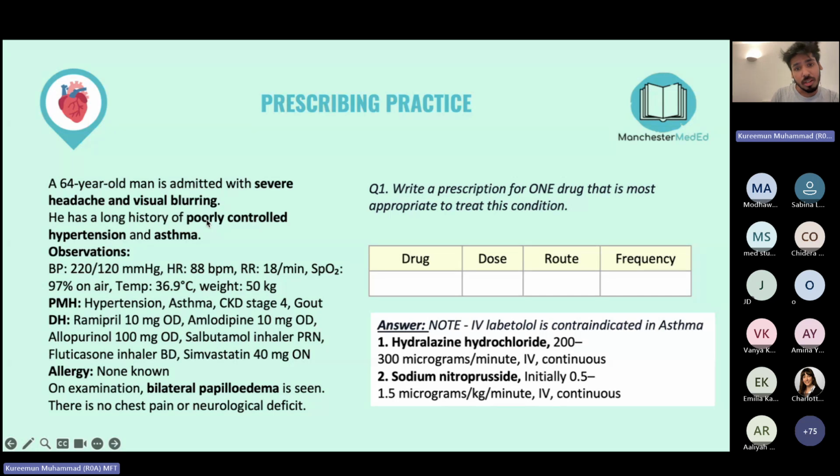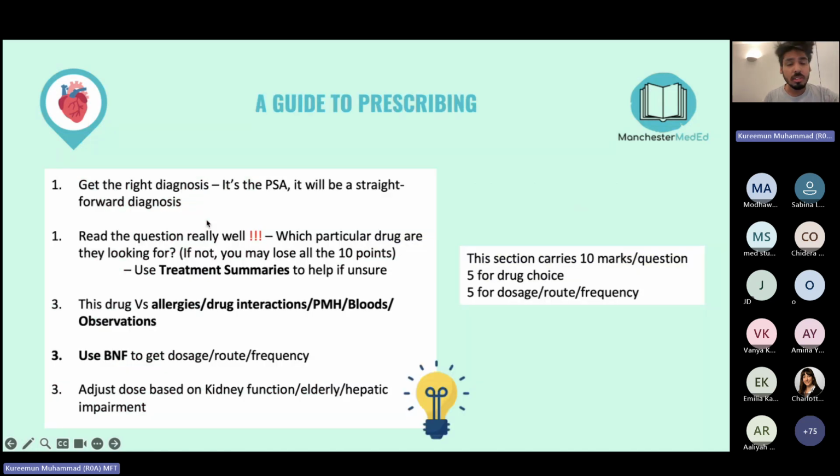To come up with this answer, this is how I would have approached it. When you're preparing for this section, you have to find the right diagnosis first. Remember that this is the PSA, so it is not testing your diagnostic skills. The diagnosis will be straightforward. In this case, the diagnosis would have been hypertensive emergency, because this patient is obviously hypertensive and has got symptoms associated with the hypertension. So it's hypertensive emergency.